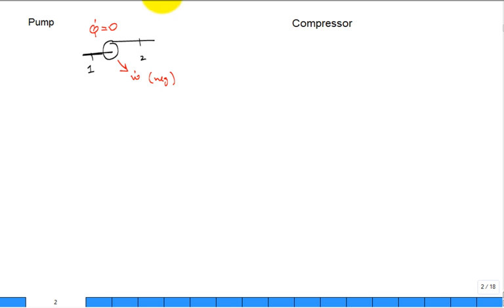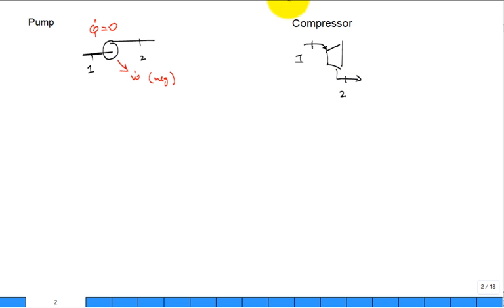The next one is a compressor. Maybe we change the symbol on the compressor. Maybe it comes in with this. It really doesn't. You could draw a box for a pump and a box for a compressor. That's just as good. And then it goes out at state 2.